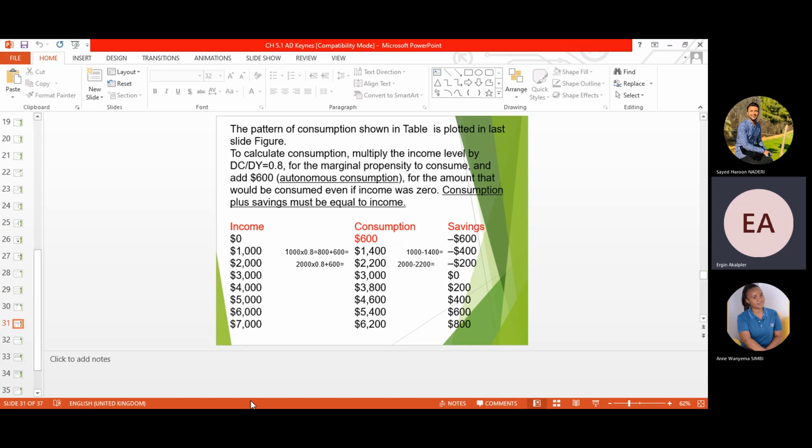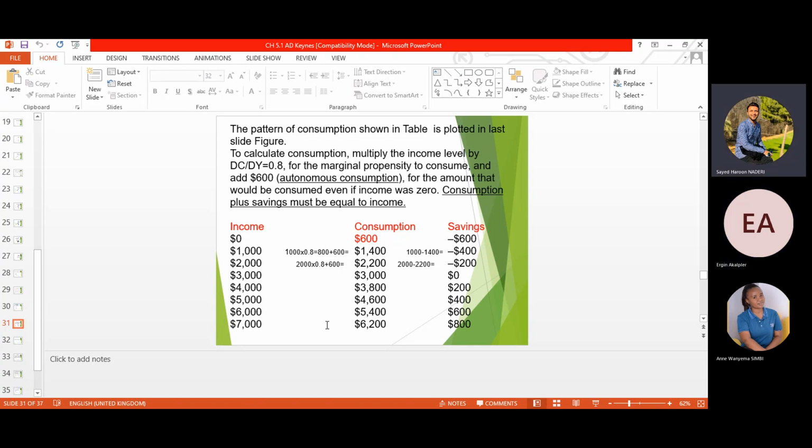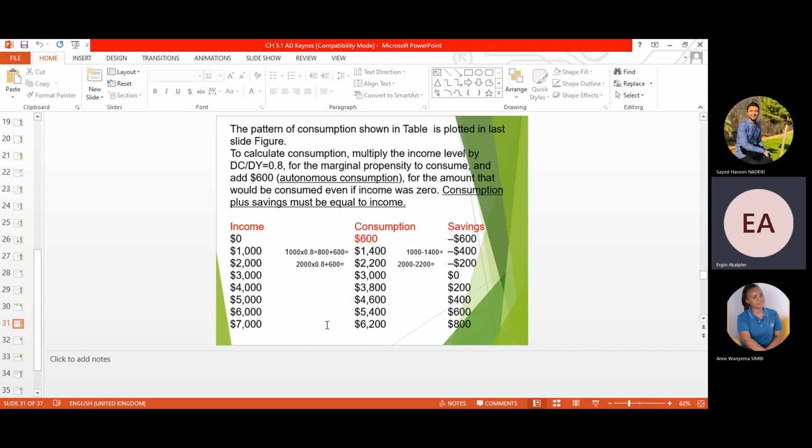Are you able to see the slides? Yes, of course. Then I will go through. Did you understand this presentation? Because I'm going to finish in a few slides.